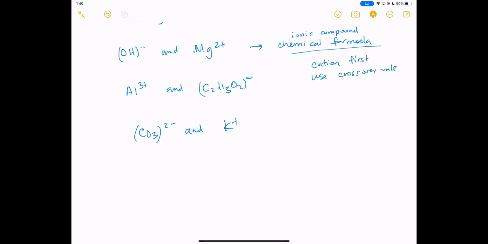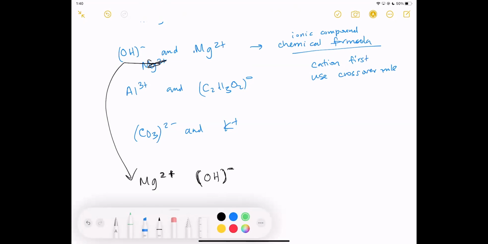Okay. So let's write this one here. The cation has to be written first. So even though OH minus is listed first, you need to go ahead and write the cation Mg2 plus first. You know what? I'm going to move this down here. So Mg2 plus is written first. The positive charge has to be written first, even if it's not listed first. And then I'm going to write the negative charge, the anion, next to it, OH minus.